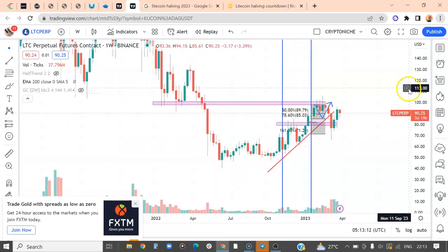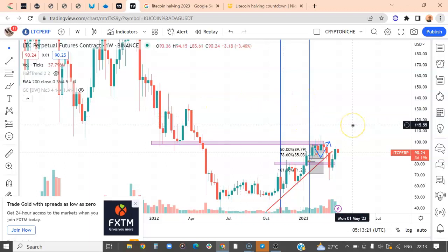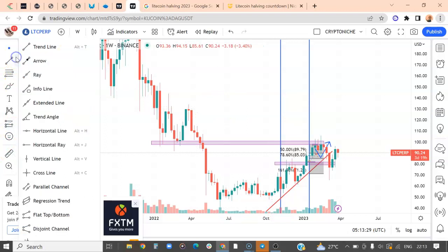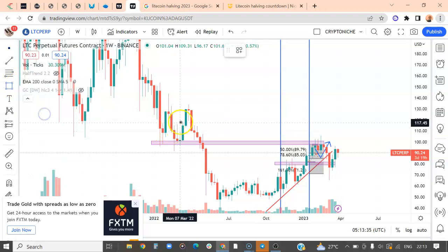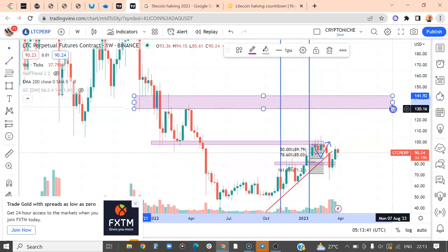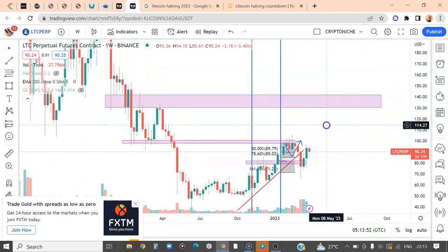And if you look at this, there's a tendency that before the halving event takes place, this level will become the new resistance.